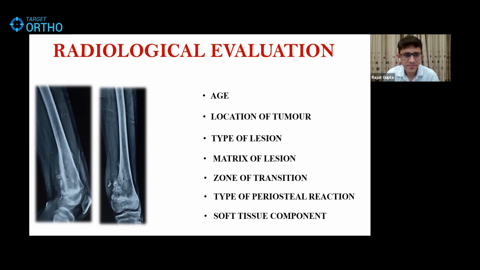Zone of transition: wide zone of transition, probably a malignant tumor. Yes, with, sir, Codman type of periosteal reaction. I can say like laminated. No, this is a Codman kind of periosteal reaction here. And we also have a sunburst kind of here. We can have both kinds of periosteal reaction in a single patient. And is there any soft tissue component? Yes, a soft tissue component is also present.